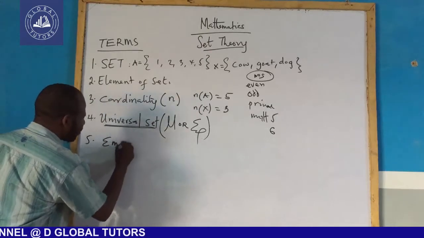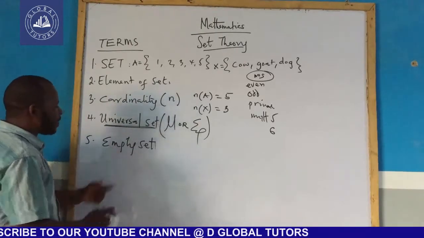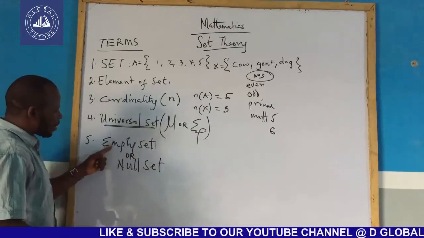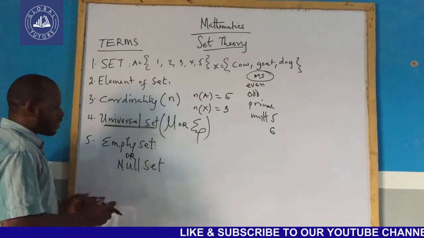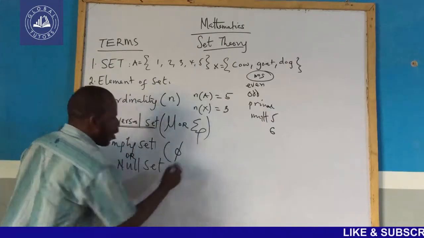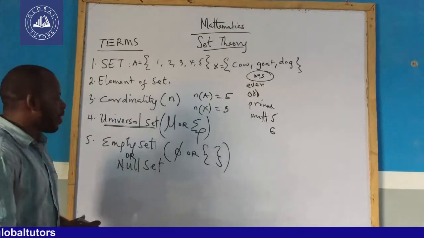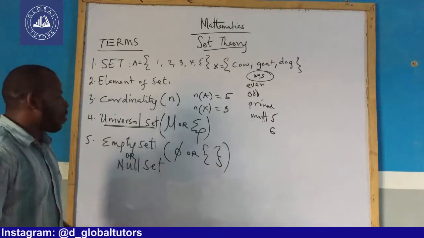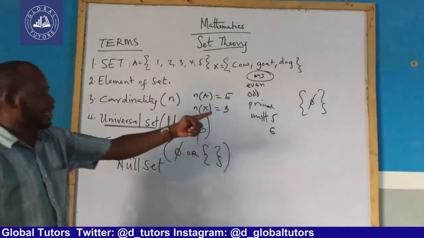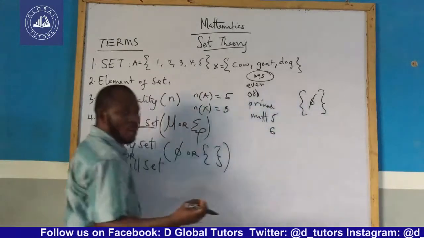Number 5, empty set. Now, in set theory, we either call this empty set or we call it a null set. If you see empty set or null set, they imply the same thing. And what is the symbol for empty set? Empty set is symbolized with this or this. Now, I have seen OBJ multi-choice questions in WAEC, JAMB, and NECO where they put this as an option, and some students will choose this as a symbol for empty set. It is wrong.